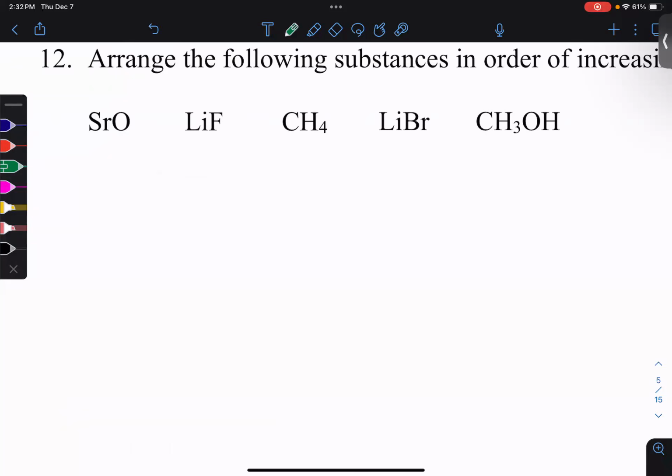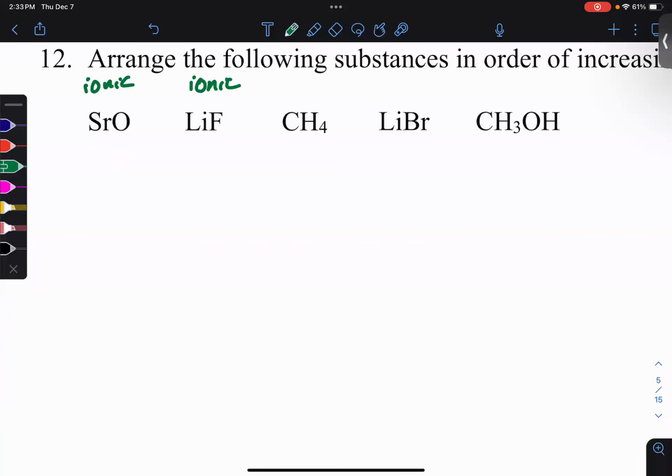So let's look at these things and decide what kind of compound they are. So think, how would you name it? How would you describe the bonding in these compounds? What is strontium oxide? What kind of compound is that? If this was chapter 2 and I asked you to name it, what kind of naming rules did I use? Ionic, yes. So we have something that's ionic. What about lithium fluoride? Also ionic, okay.